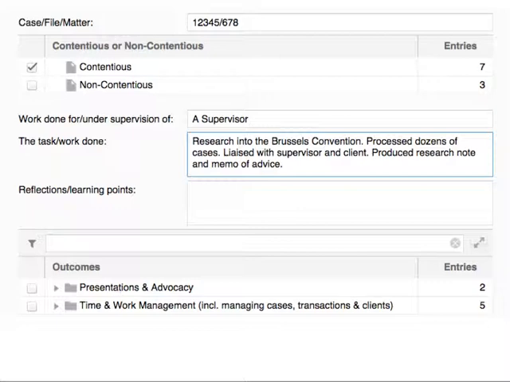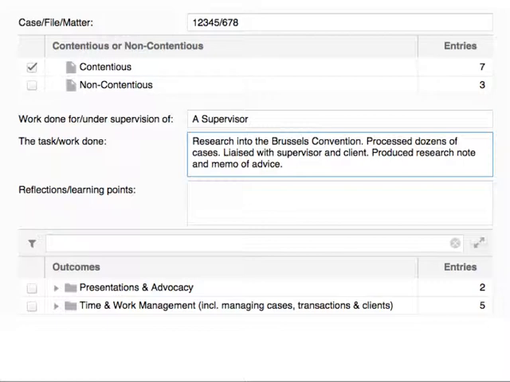And as part of that job, I processed loads of cases. I had to go back to my supervisor and client repeatedly to check on certain facts before producing a research note and memo of advice. So what? Well, it could be that the so what is, well, look, this is an example of work that I'm doing, so for that reason alone I'm putting it in my training contract record, and that's fine, because not every single one of your training record entries has to be reflective. If it's representative of what you've been doing but you don't think you've learned something out of it, then by all means put it in.